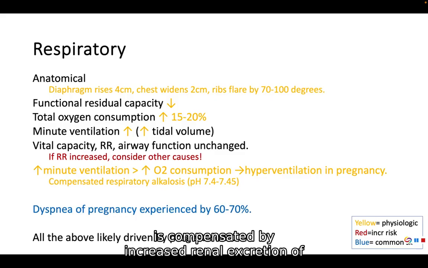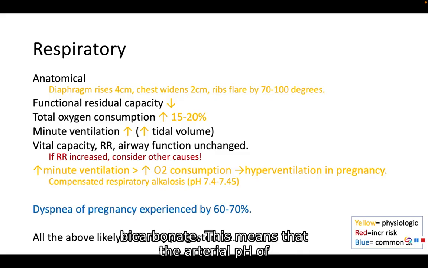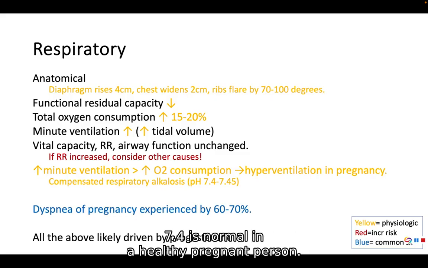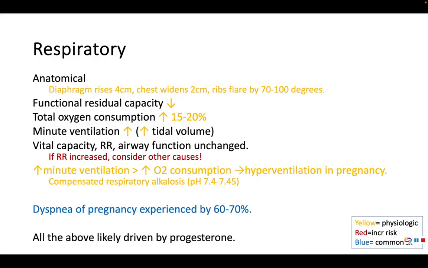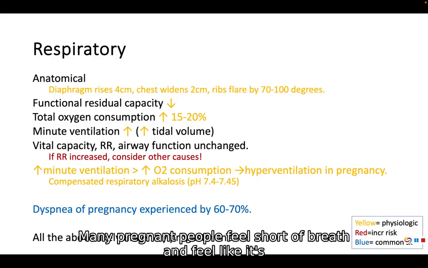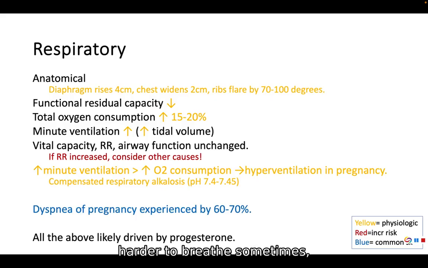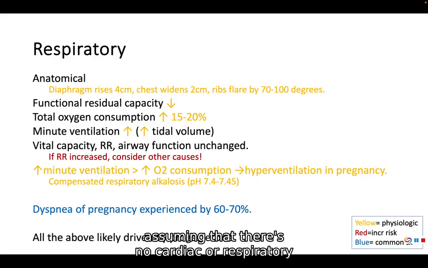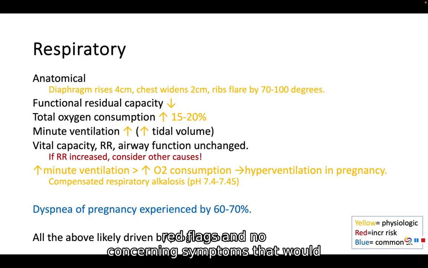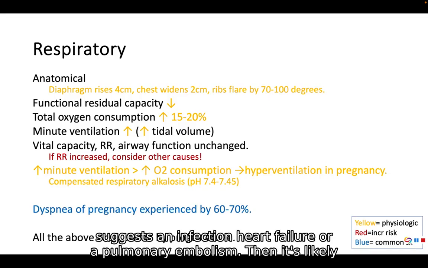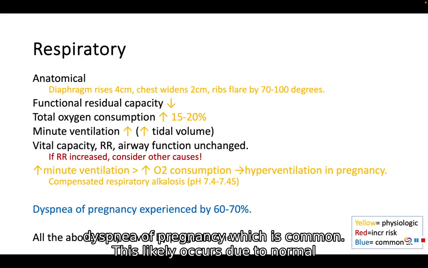This is compensated by increased renal excretion of bicarbonate. This means that the arterial pH of 7.4 is normal in a healthy pregnant person. Many pregnant people feel short of breath and feel like it's harder to breathe sometimes. Assuming that there's no cardiac or respiratory red flags and no concerning symptoms that would suggest an infection, heart failure, or a pulmonary embolus, then it's likely dyspnea of pregnancy, which is common.